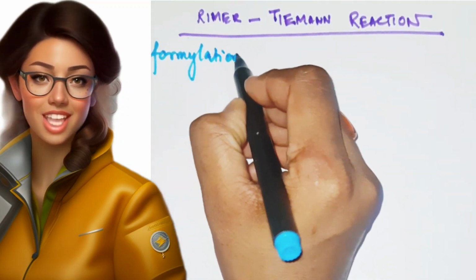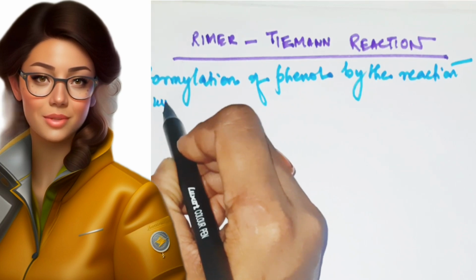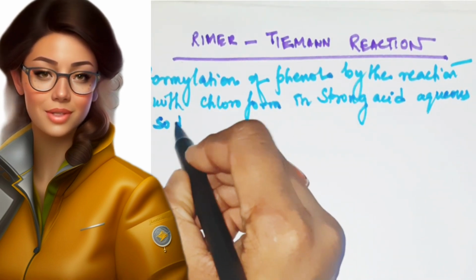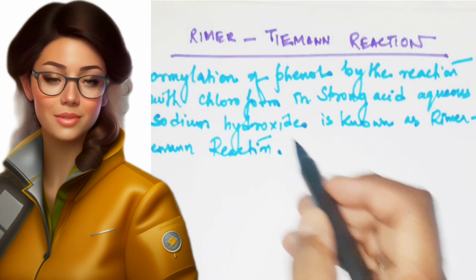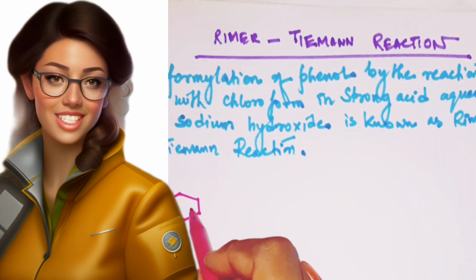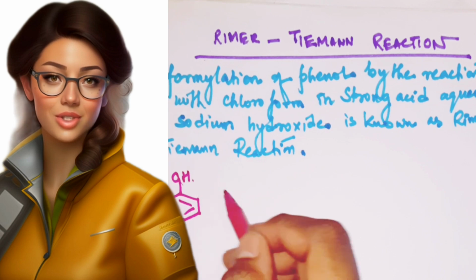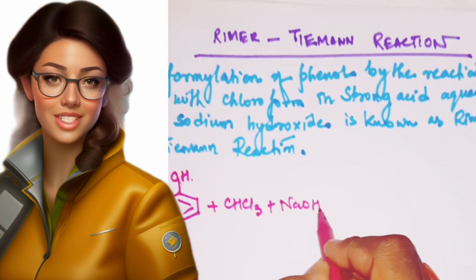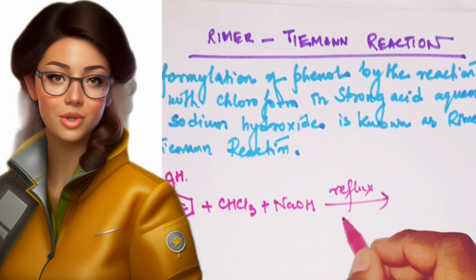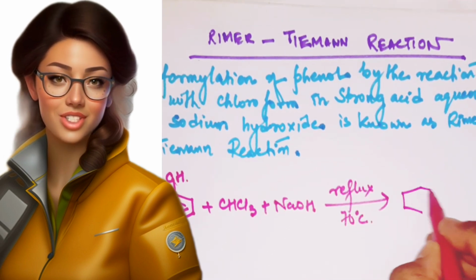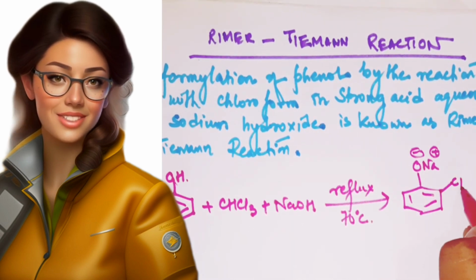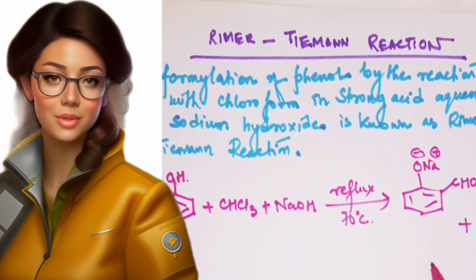Today we'll discuss the Reimer-Tiemann reaction and its mechanism, with both ortho and para products. The formylation of phenol by reaction with chloroform in strong aqueous sodium hydroxide is known as the Reimer-Tiemann reaction. If you react a phenol with chloroform and strong sodium hydroxide at a higher temperature, you get sodium phenoxide with an aldehyde group added to both the ortho and para positions of the ring.